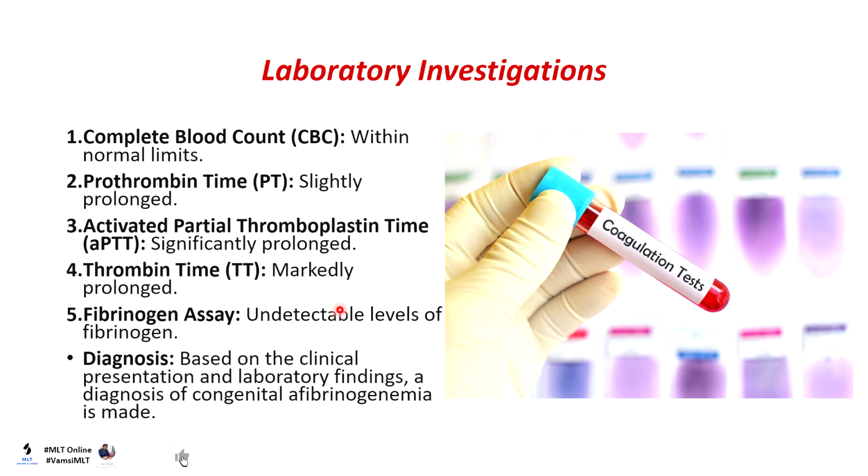Laboratory investigations: we have performed a CBC. The CBC came in normal limits. Prothrombin time was slightly increased. Activated partial thromboplastin time was significantly prolonged and thrombin time markedly prolonged. The fibrinogen assay detected undetectable levels of fibrinogen. And diagnosis: based on the clinical presentation and lab findings, a diagnosis of congenital afibrinogenemia has been made.